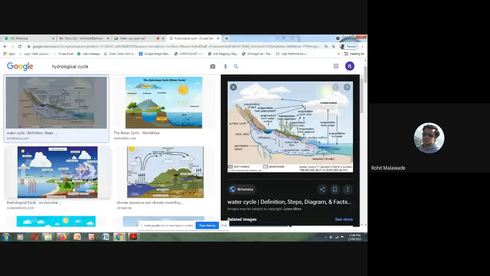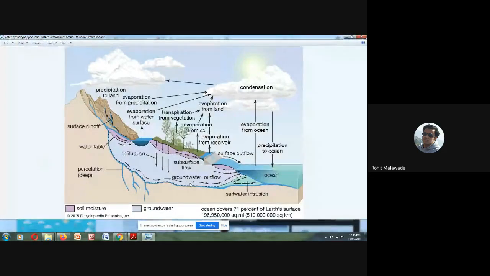What is the hydrological cycle? We will see it. Okay, you know it already, but we will see it once again. Now, you know that the water is already present in the form of ocean or sea, right? 97% of the water is present in the form of the ocean and the sea, right?